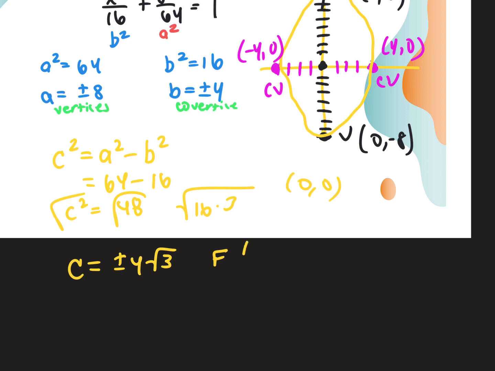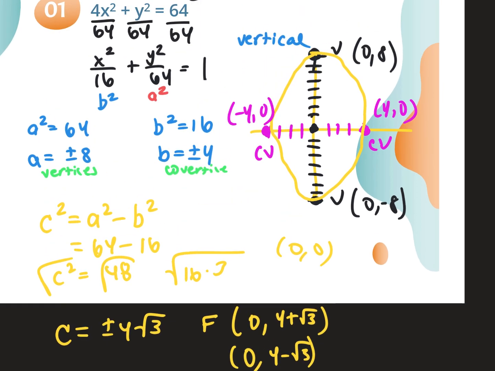Up and down. Very good. Because the foci is on the major axis. If this is a vertical ellipse, the major axis is the vertical. So your foci would be at 0, 4 plus root 3 and 0, 4 minus root 3. So somewhere in the middle. It's always going to be on the inside.